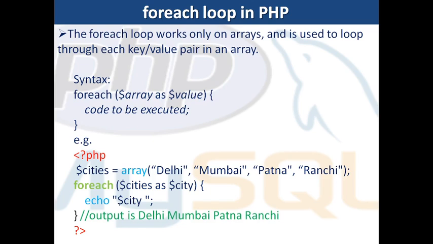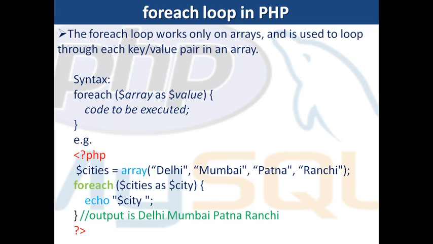For each loop in PHP. The for each loop works only on arrays and is used to loop through each key value pair in an array. Syntax is for each $array as $value. Till there is an element in the array, the code will be executed. For every loop iteration, the value of the current array element is assigned to $value, and the array pointer is moved by 1 until it reaches the last array element.